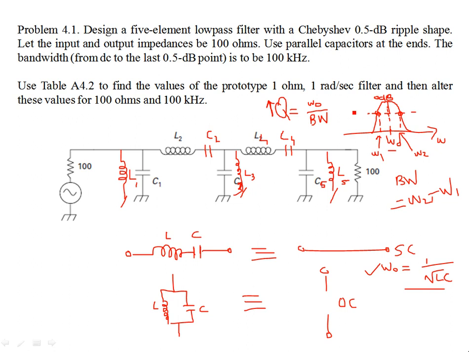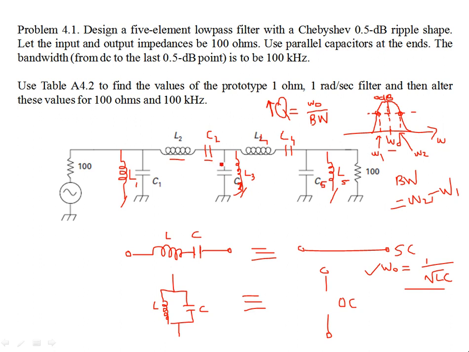So the idea is just to replace your LC circuit element, your series inductor, with a series LC element, and your shunt capacitor in this case is going to be replaced by the parallel LC branch, which is going to act as an open circuit at the center frequency of the bandpass filter. Okay. Now, one more thing is that your inductor and capacitor are going to contribute equal reactance.